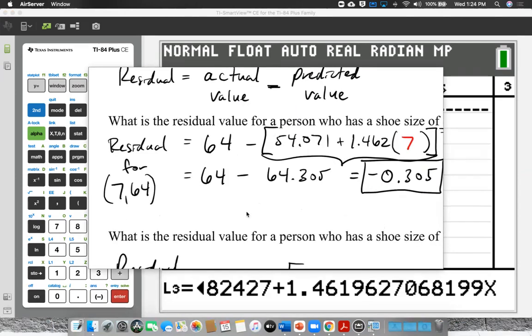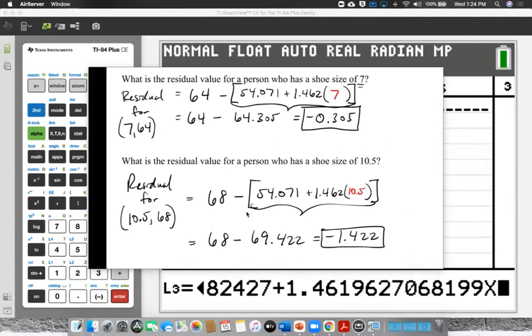These guys right here. How did I figure out what I plugged into what? Plug L1 into X. There you go. I plug L1 into the place of X.